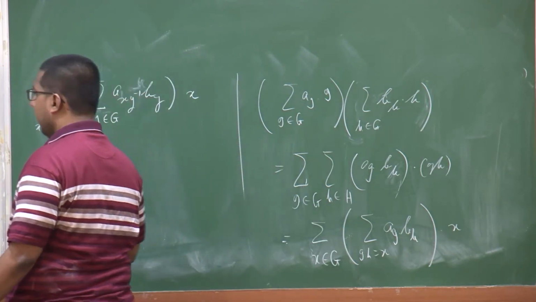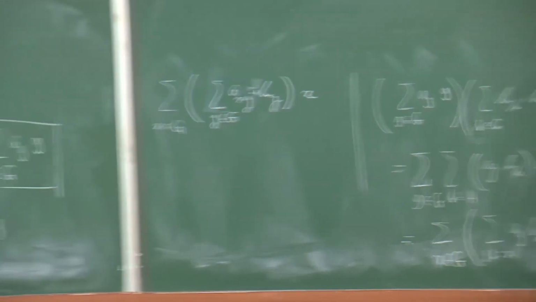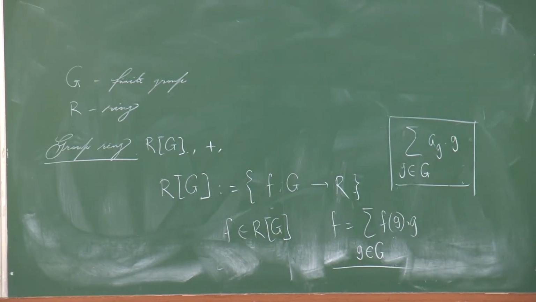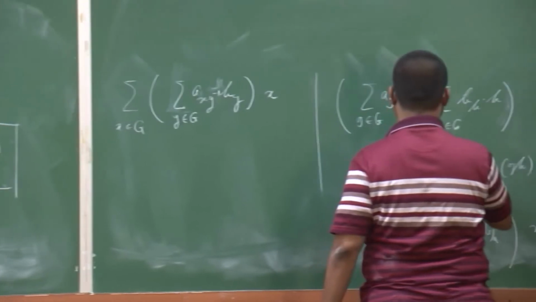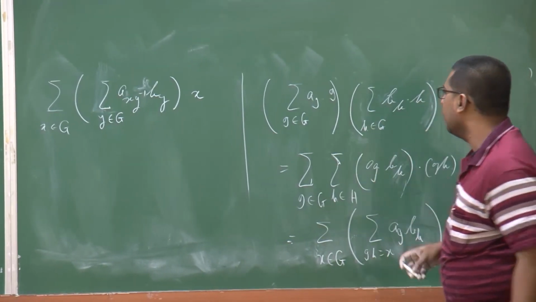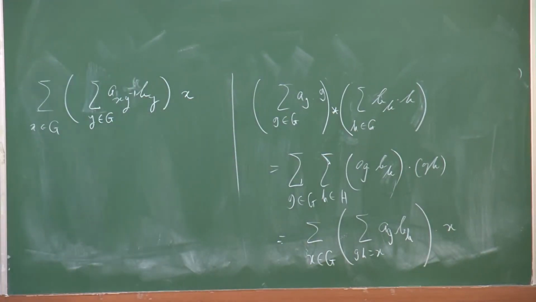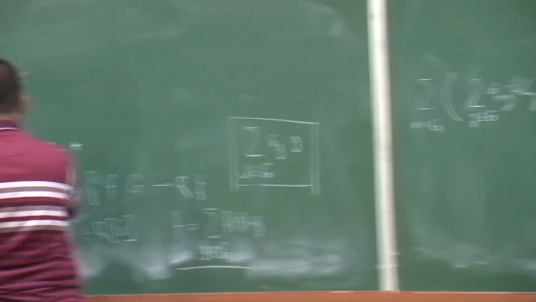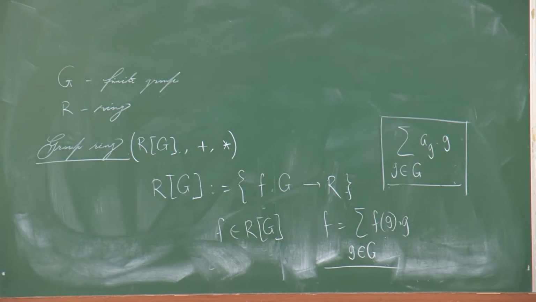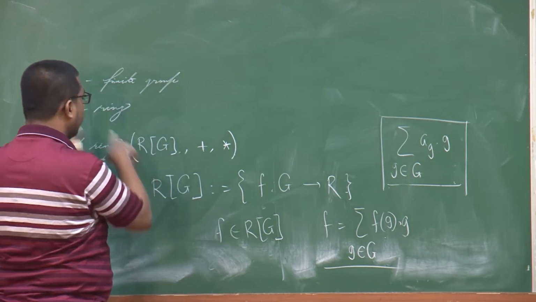So then RG with respect to addition and this product, though it is defined symbolically, since symbolically it is very natural to define the product like this. Let me denote this product by star, which is the convention. RG with this star is called the group ring. So, given a ring and a group, I can form a group ring.